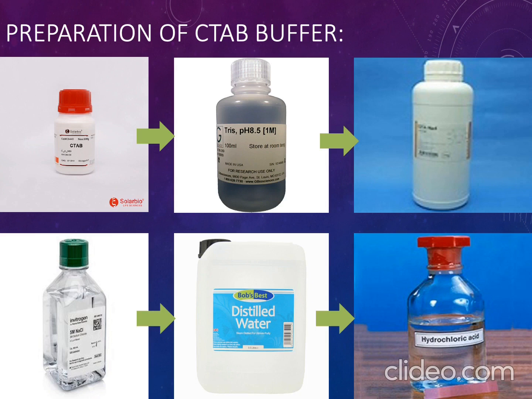In order to perform this experiment, we need to prepare the CTAB buffer. To prepare 100 ml of CTAB buffer, we need to add 1 gram of CTAB powder, 10 ml of 1M Tris pH 8, 4 ml of 0.5M EDTA, 28 ml of 5M NaCl and 40 ml of distilled water. Then we need to adjust to pH 5 with HCl and make up to 100 ml with distilled water.